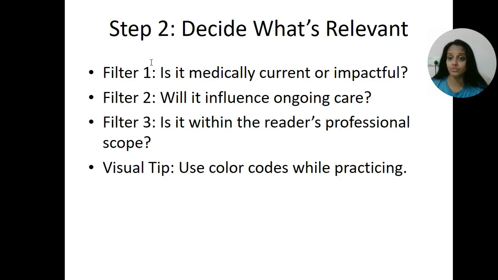And the second filter is, will this influence what the reader needs to do next? If the information helps the recipient to decide on medication, follow-up, or intervention, then it's in.